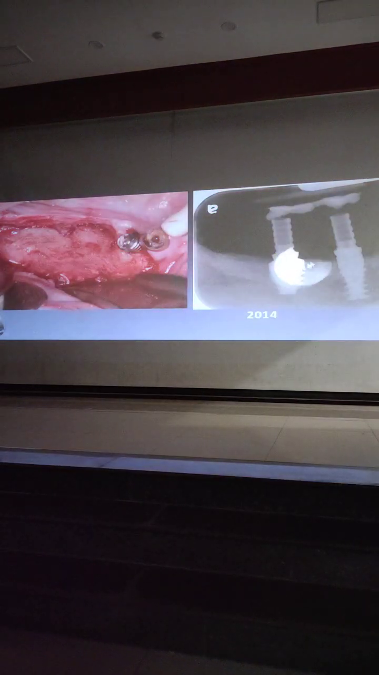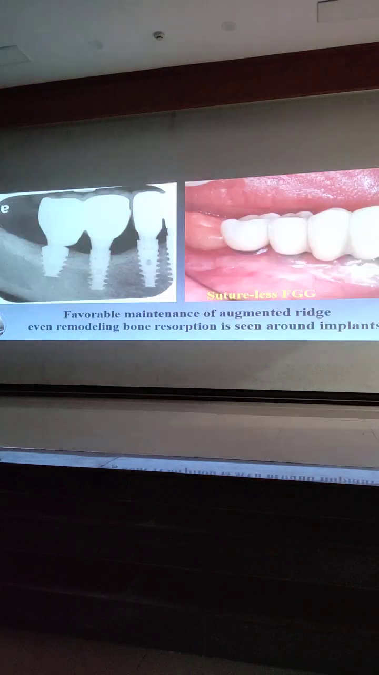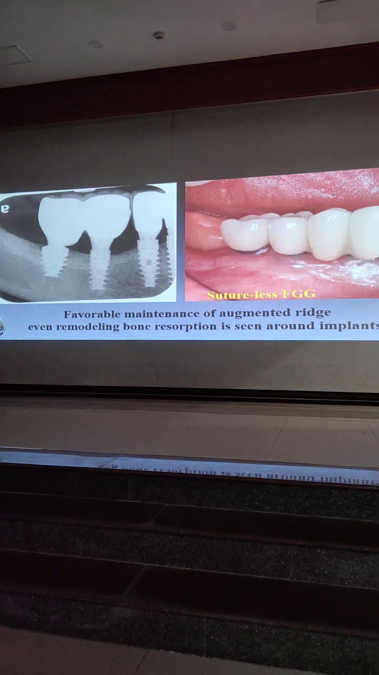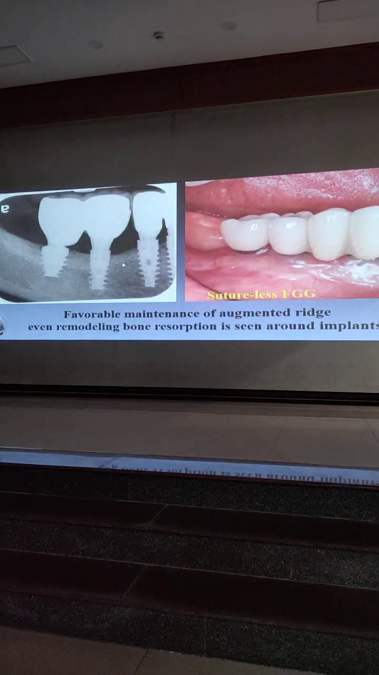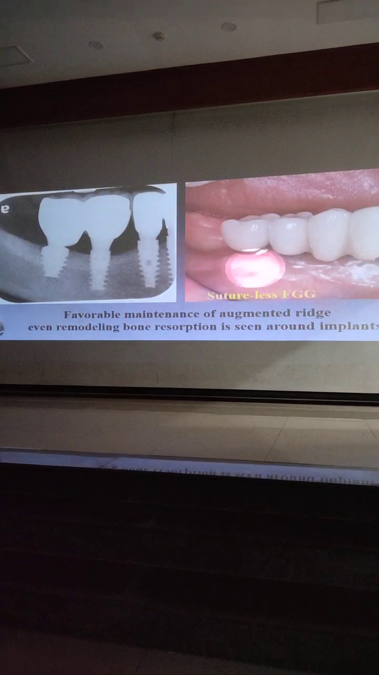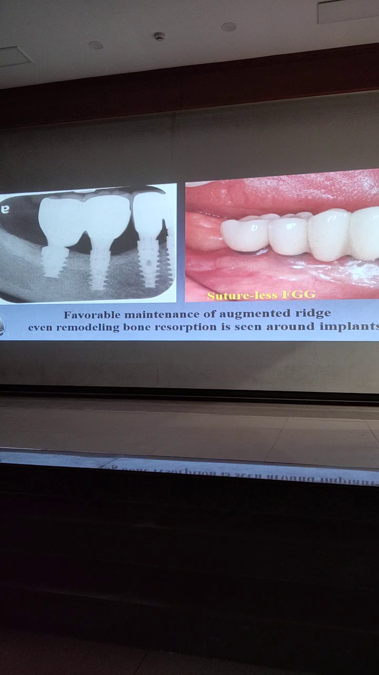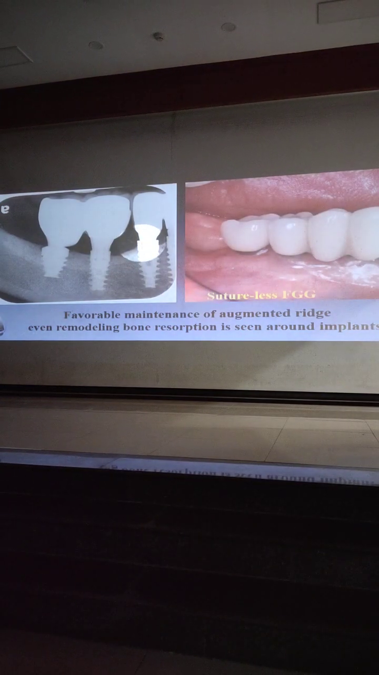After 6 months of healing, the implant was exposed and restoration was done. This is the final restoration, and in order to make it favorable, the gingiva around the implant restoration should be maintained. The augmented bone is seen, and the marginal bone is stable.